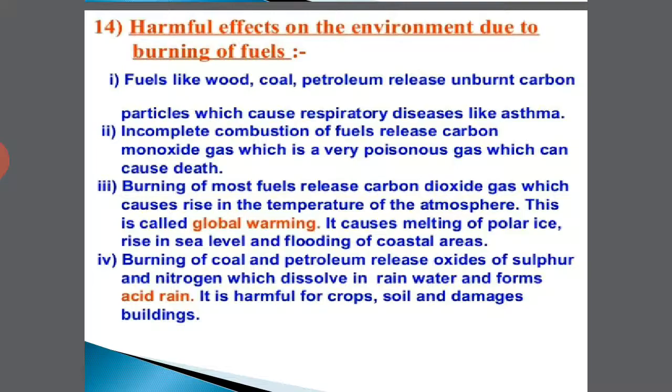The last is, the burning of coal and petroleum releases oxides of sulfur and nitrogen, which dissolve in rain water and form acid rain. It is harmful for crops, soil, and damages buildings also. So avoid wasting fuel. Use it only and only when it is necessary.